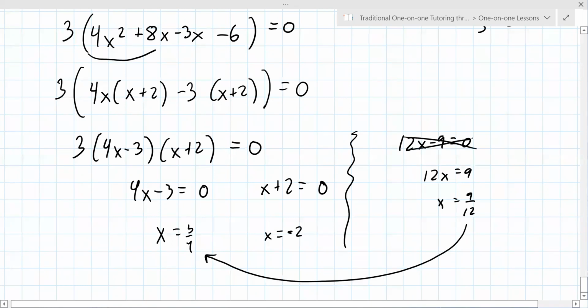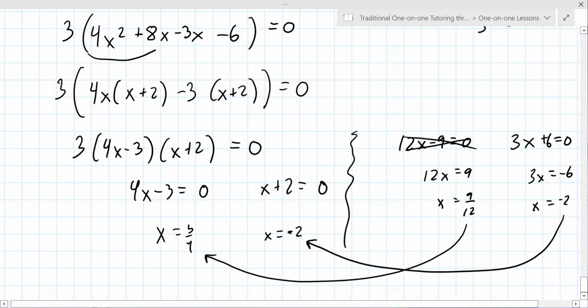Okay, and let's just say we did the same with the other one, like we didn't do this. We found there was 3x plus 6. Subtract 6 from both sides, divide by 3. You get the same answer. So the point is that the reason you pull out the GCF is it makes the rest of the problem easier. It does not change the answer.